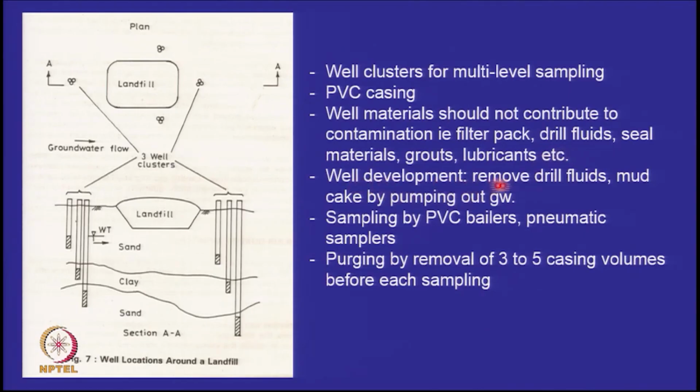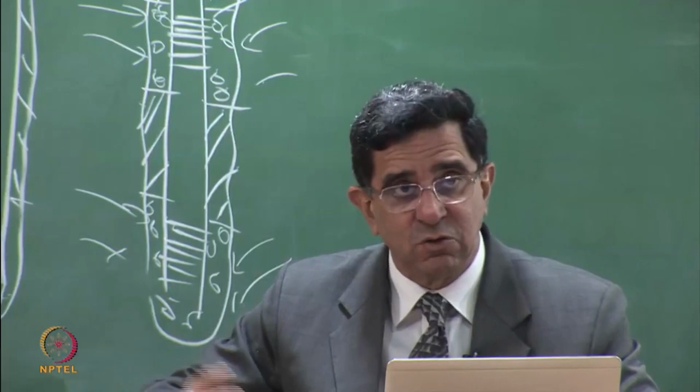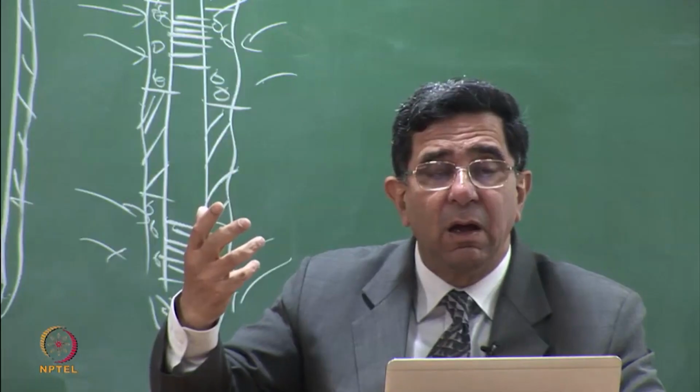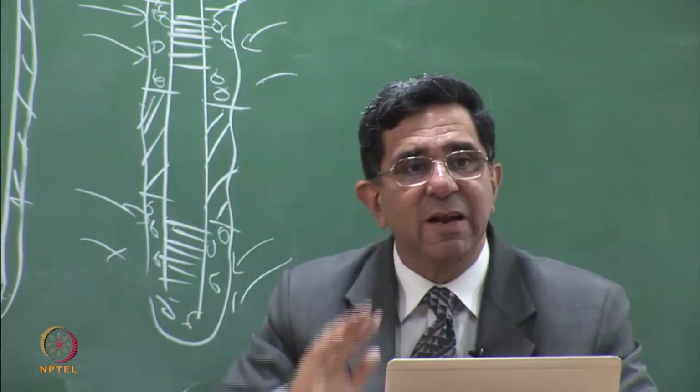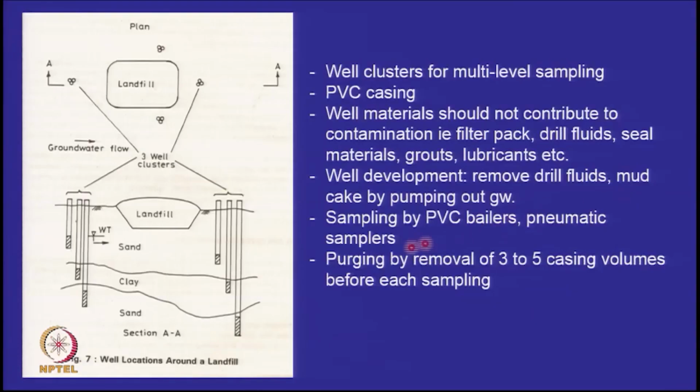We have to develop the well by removing drill fluids. Suppose I have used some fluids. I have to keep on pumping out the well for a few weeks, which is called well development. So what will happen? Then whatever I have injected into it is taken out. Then the well is ready for sampling. So we have to do well development. And I have to do sampling using balers or pneumatic samplers, PVC samplers. And please remember, please remove 3 to 5 casing volumes before each sampling.